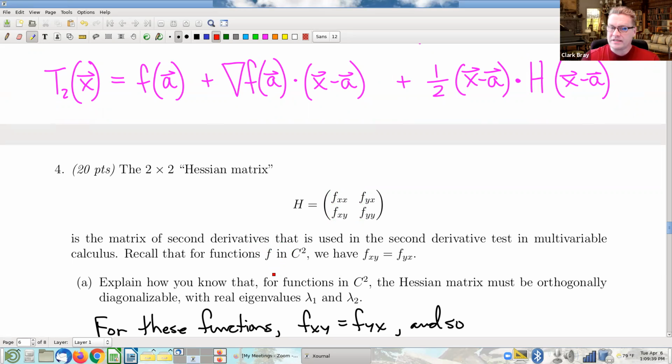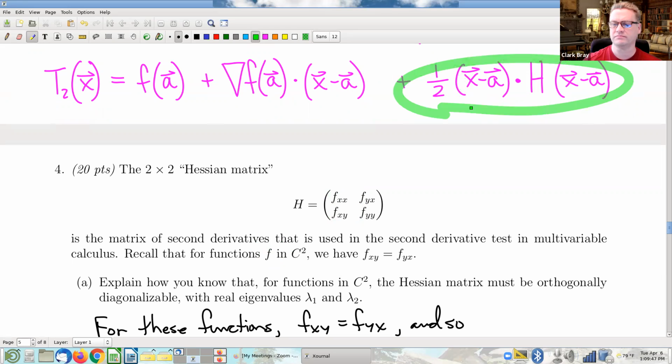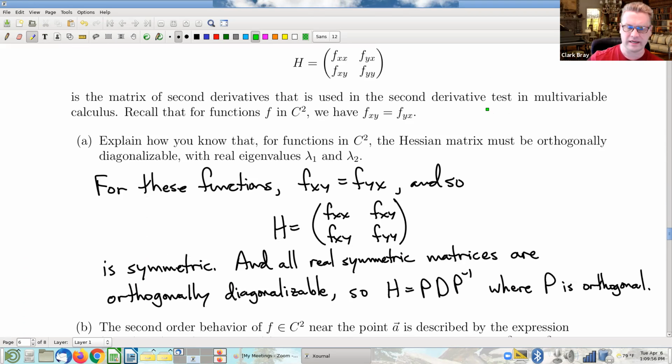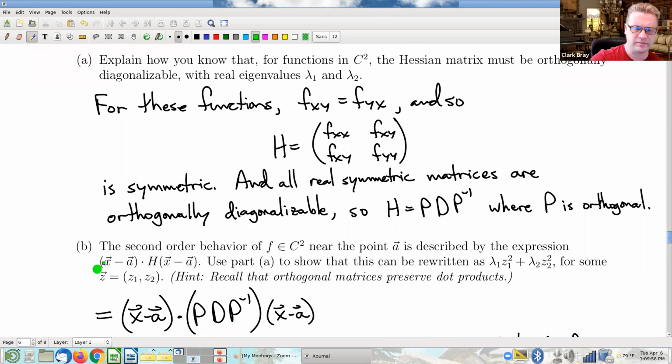Okay, so I claim that the second order behavior is described by this. Well, yeah, specifically half of that. I left the half off in the statement of the question. Not necessary, right? This is the second order behavior because it's the second order term in the second order Taylor polynomial. So that's where this comes from in the first place.